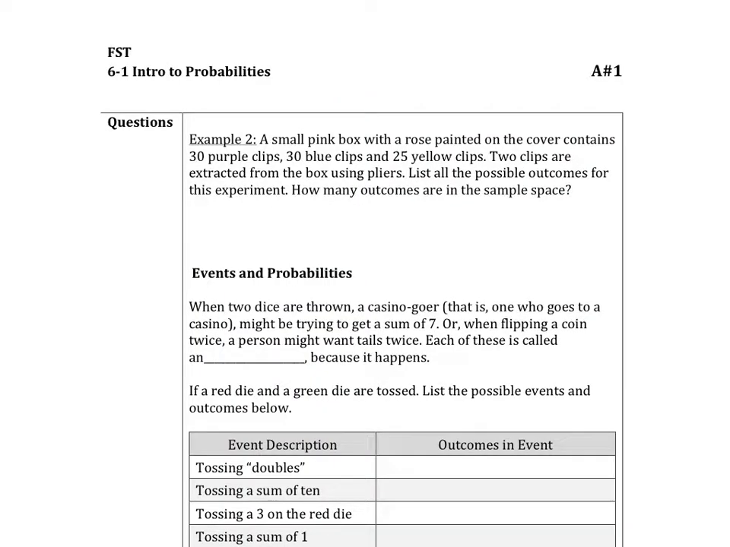Your turn on this one. What I would like you to list on example 2 is all the possible outcomes. You don't need to list the repeats. So you're going to list all the sample space. And second, you're going to count them up. How many options are in the sample space?